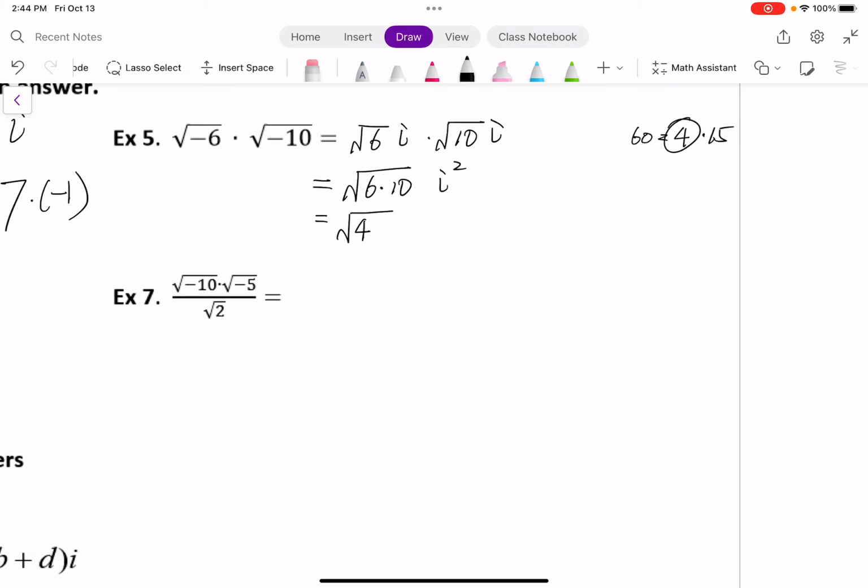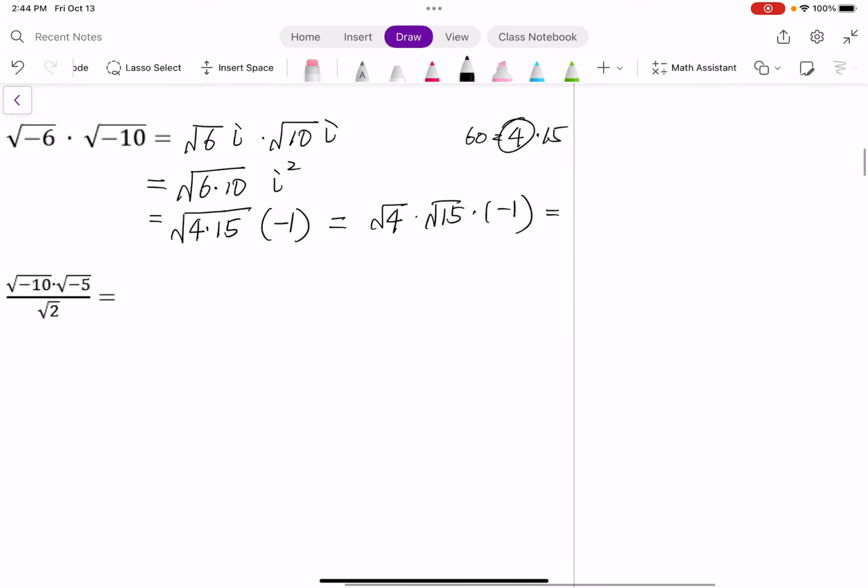So I have 4 times 4 times 15. I squared is -1. Then rescue the 4 outside. We have square root of 4 times square root of 15 times -1. We can bring the -1 in front. Negative, square root of 4 is 2, square root of 15. So this is the solution.